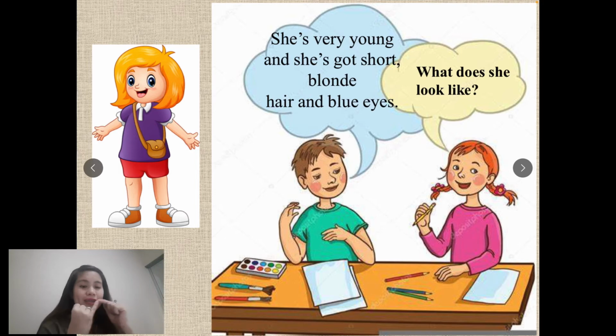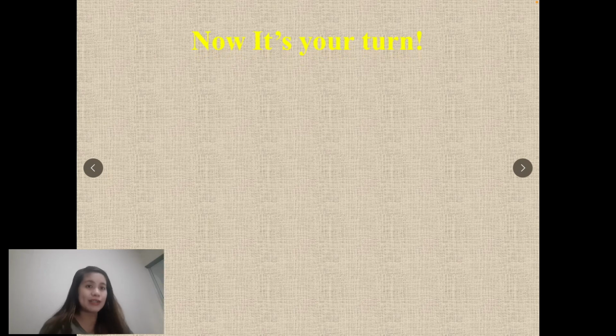So, using the size and the color, she's got short blonde hair and blue eyes. So that is after the entire body, you are going to describe the body parts. And mostly what we can do, we describe the hair and the color of the eye. Alright, so easy, right? So what about your turn?